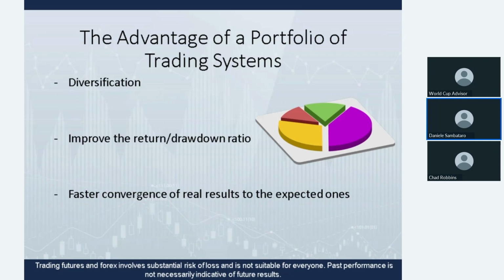Another advantage we can obtain using a well-designed portfolio is the fast convergence of real results to the expected ones. It happens because we can make more operations in a given time period. So by increasing the sample, we make the convergence faster. This is a statistical concept, but I think it is also very intuitive. I mean, if we think we have an advantage playing a game, we want to play as many games as possible.